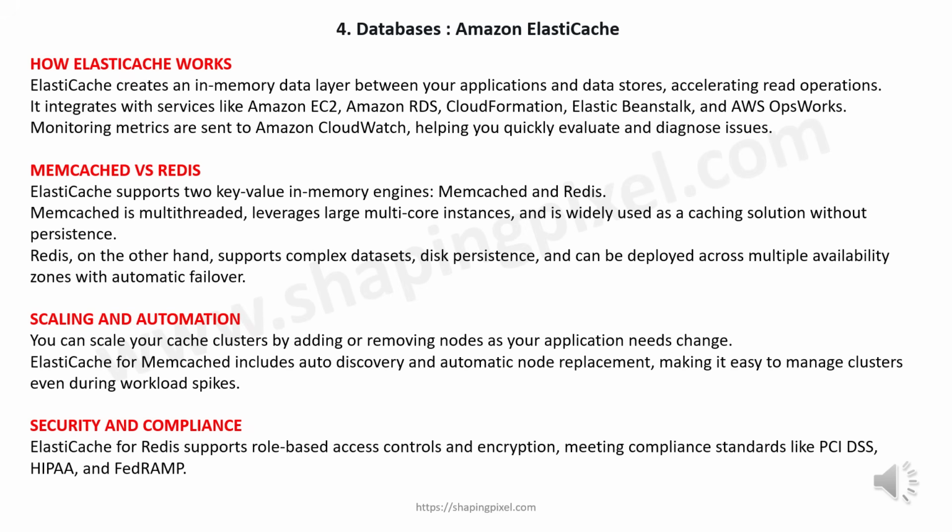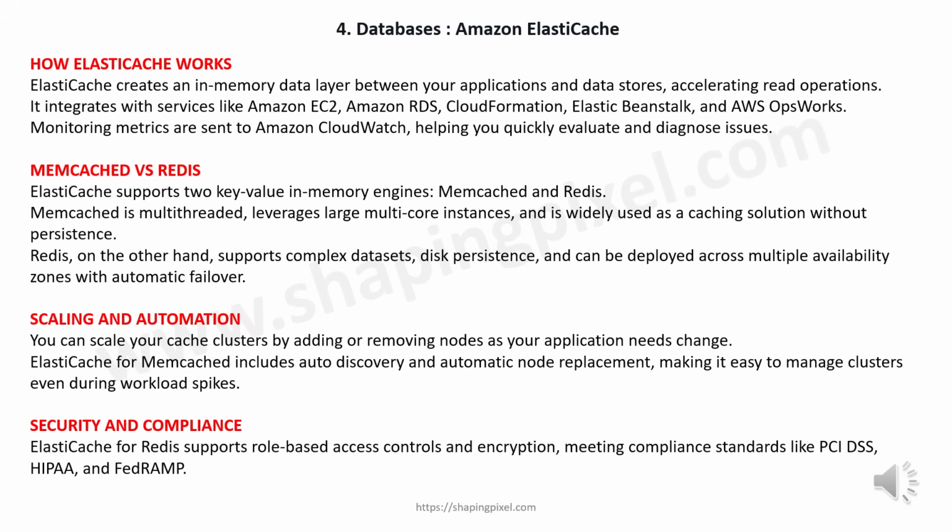ElastiCache supports two key-value in-memory engines, Memcached and Redis. Memcached is multi-threaded, leverages large multi-core instances, and is widely used as a caching solution without persistence. Redis, on the other hand, supports complex datasets, disk persistence, and can be deployed across multiple availability zones with automatic failover. You can scale your cache clusters by adding or removing nodes as your application needs change.